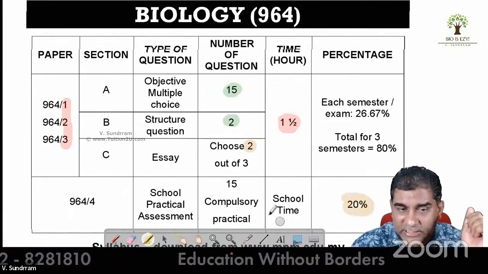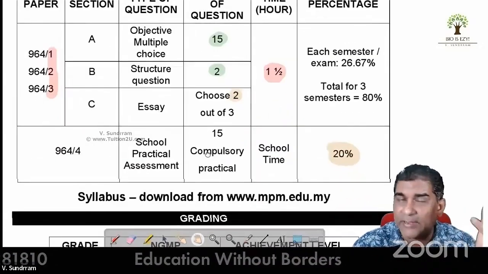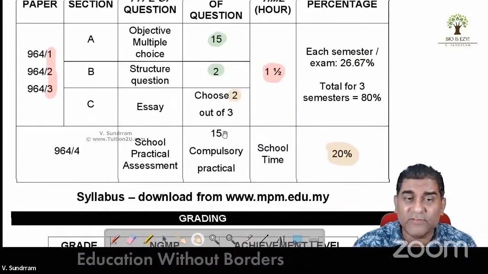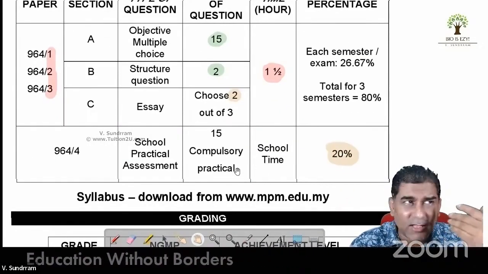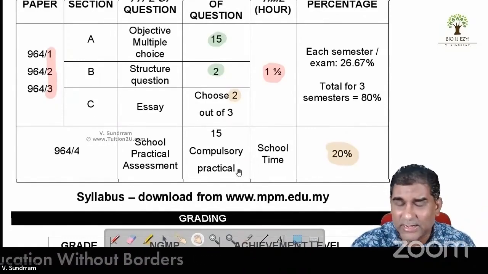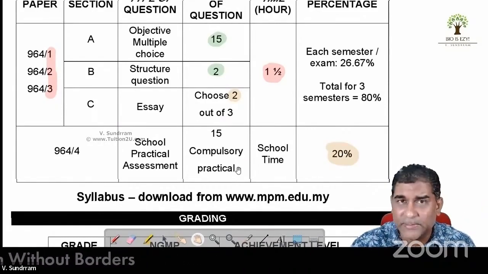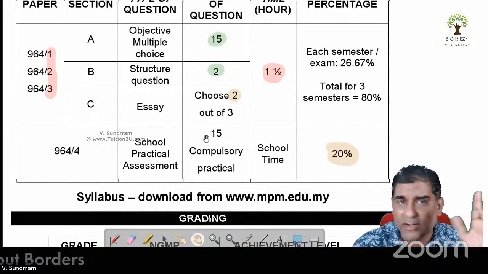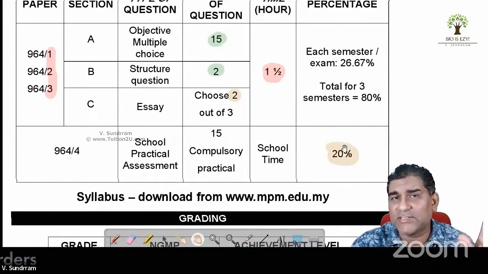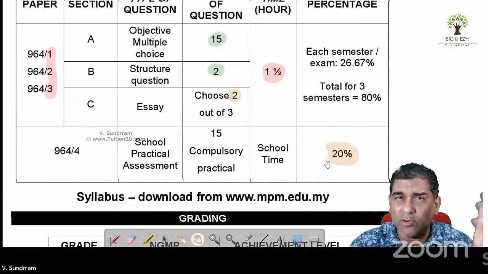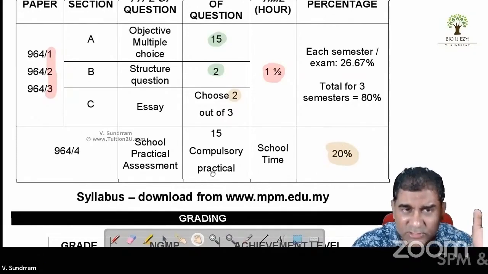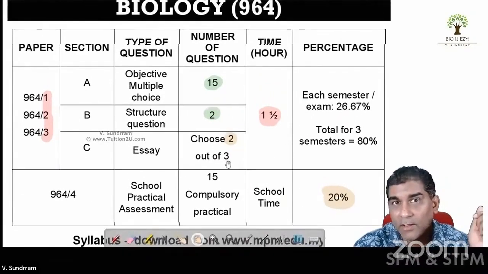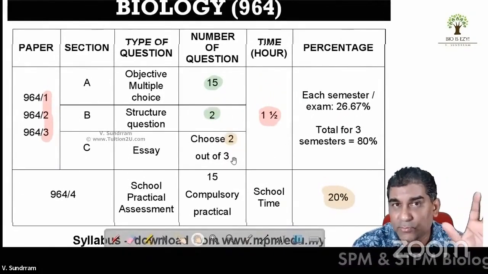The 20% that you are supposed to do the practical, that one you do in school. Okay, 15 compulsory practical. Just follow the instruction, write the report, conduct the experiment, write the report, give it to teacher. So that one is like, if you follow instruction, you can get the 20 or almost the 20 marks. This one, the time is the problem.